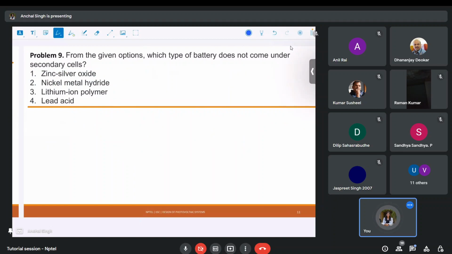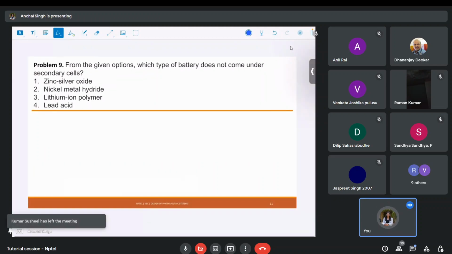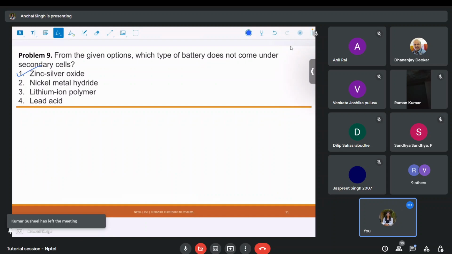This was a simple question. Problem number 9. From the given options, which type of battery does not come under secondary cells? So we know that nickel metal hydride, lithium ion, lead acid, all these are secondary. Only zinc, silver oxide does not come in the category of secondary cells. This is a primary cell.